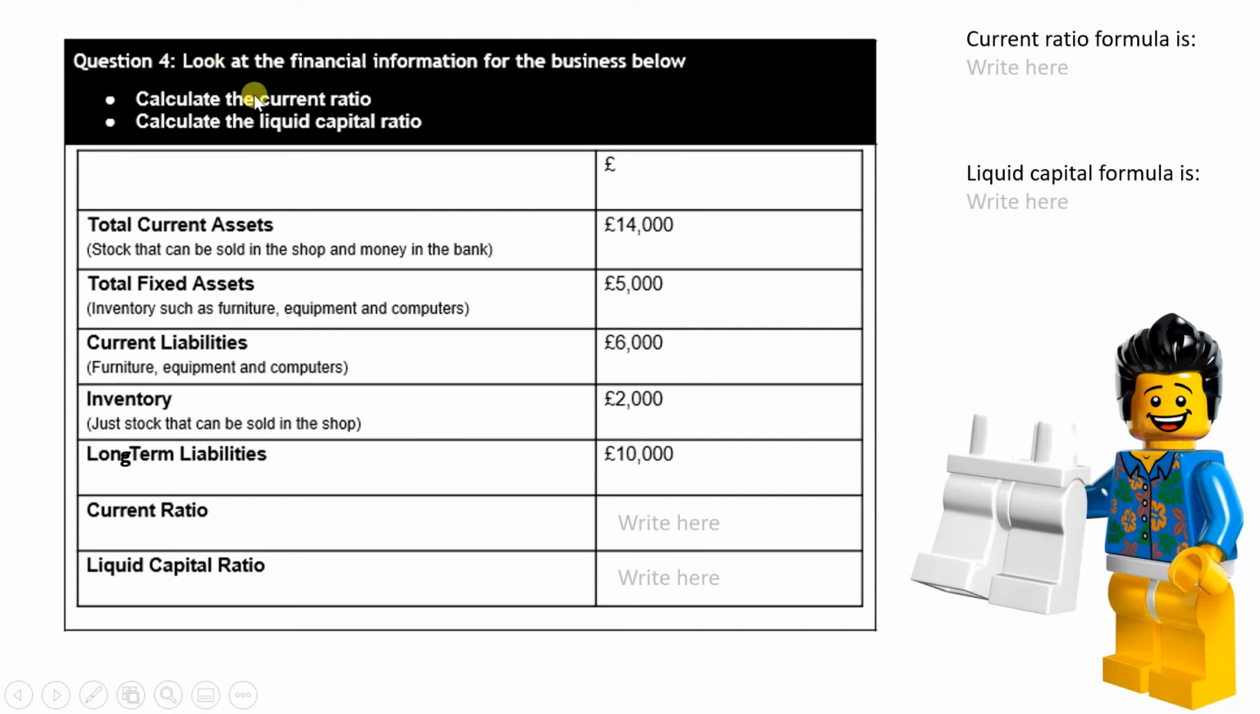Question 4 from Larry. You need to calculate the current ratio and calculate the liquid capital ratio you see in the boxes below. So you've been given the two figures for assets. Now remember, there are two types of assets, current and fixed term assets. You've been given two figures for liabilities, current liabilities and long-term liabilities. You've also been given inventory, and remember that's just the other word for stock.